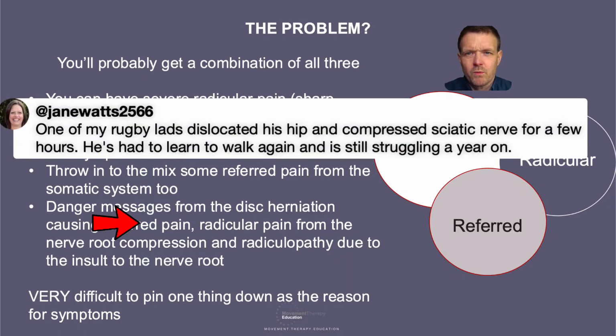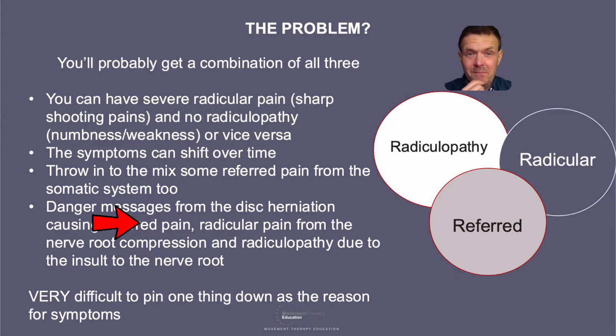Just had a message from Jane. One of my rugby lads dislocated his hip, compressed sciatic nerve for a few hours. He's had to learn to walk again and is struggling a year on. Yeah. It can be that quick. It's a medical emergency, especially with cauda equina. It should be seen really quickly.